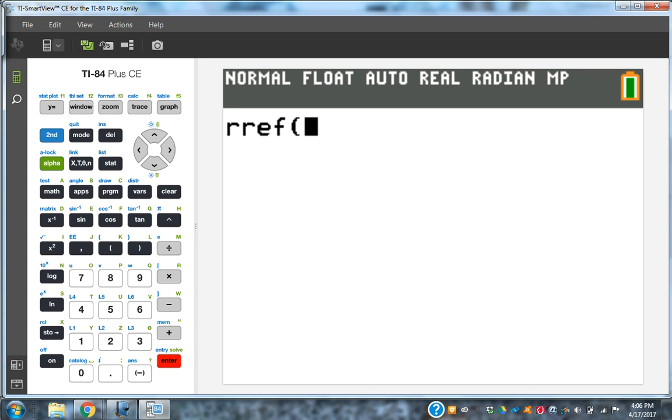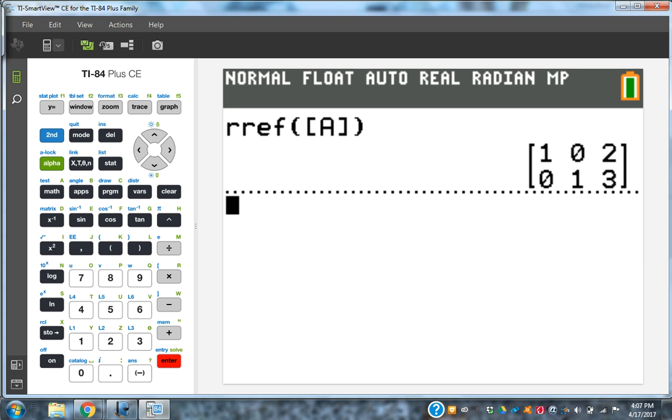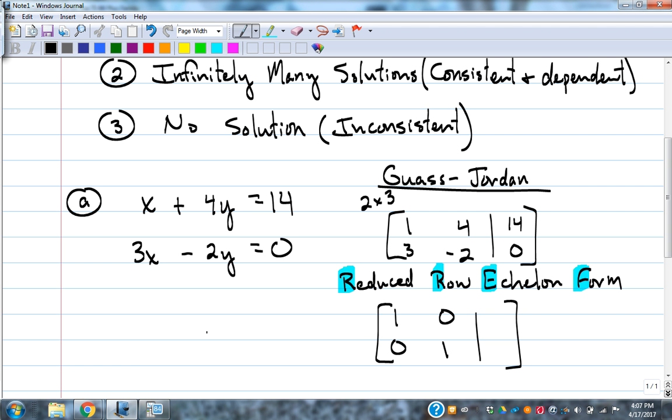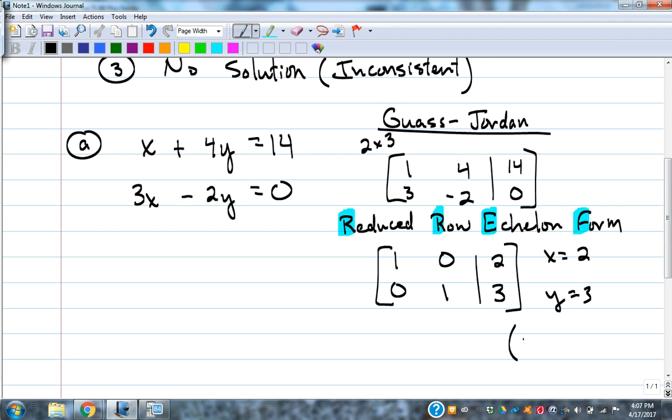And you hit enter, and it asks, okay, what do you want to do that to? We want to use matrix A, that we put in there. So second matrix, and then the first matrix A, and hit enter. And it cranks out this reduced row echelon form. 1x plus 0y equals 2. 0x plus 1y is equal to 3. So what that tells us is x equals 2, y equals 3. The ordered pair would be 2, 3. If you were to graph these two equations, they would cross at the ordered pair 2, 3. That's what that's telling us.